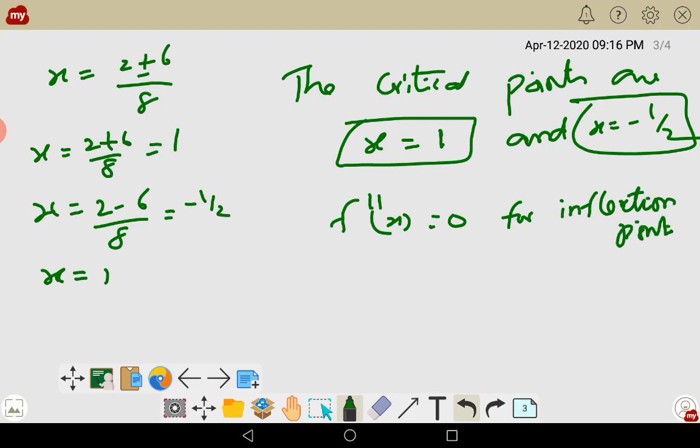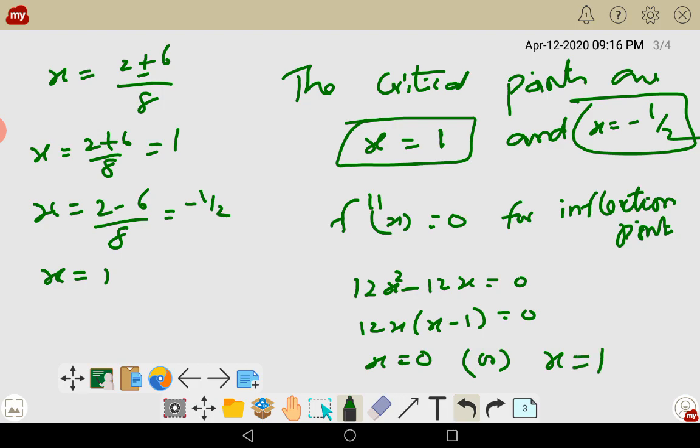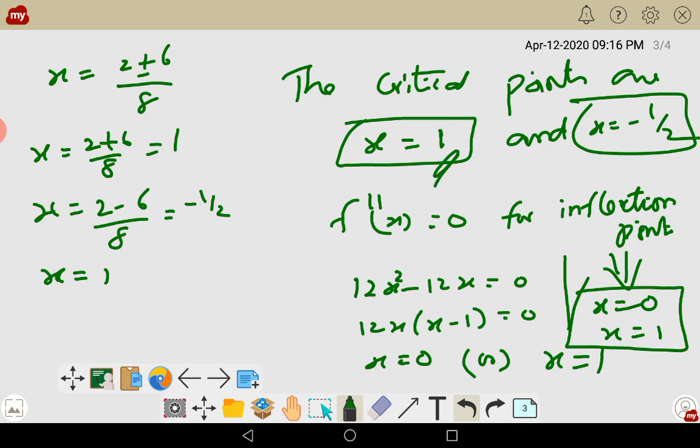What was our second derivative? Can you remember? Can you recall it? It is 12x square minus 12x equal to 0. When you take 12x outside, x minus 1 equal to 0. So x is 0 or x is 1. So inflection points we have found. Therefore inflection points are x is 0 and x is 1. That's it. So x is 1 is a critical point and a point of inflection as well.